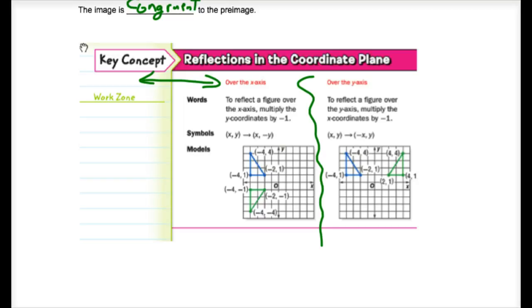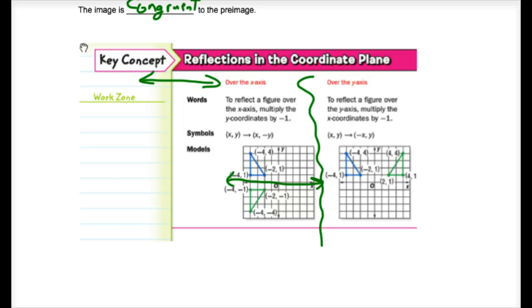Here's the picture of it, blue to green. The x-axis is not very good to see here, guys. I apologize. It's right there. So you're going to reflect it over the x-axis. The x values actually stay the same. The y values are multiplied by -1. That's what you're going to do. We're going to talk about how to memorize that, some tricks and stuff like that.